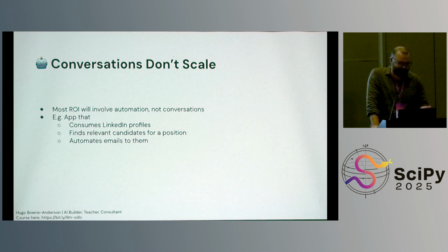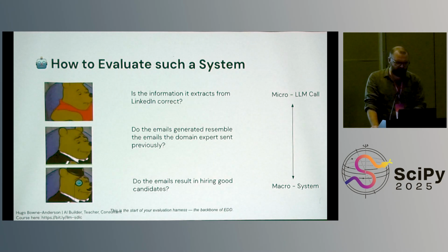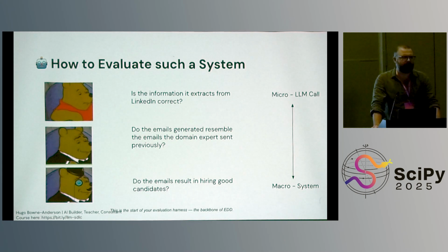So, for example, and this is one that we taught in the workshop, the tutorial, an app that consumes LinkedIn profiles, finds relevant candidates for a position, and then automates emails to them. And I laugh because I want to change this example, because who wants more automated HR emails? Definitely not myself. But what we're moving towards is thinking through how to evaluate these things as well, because to iterate on them, we need to know what works and what doesn't.